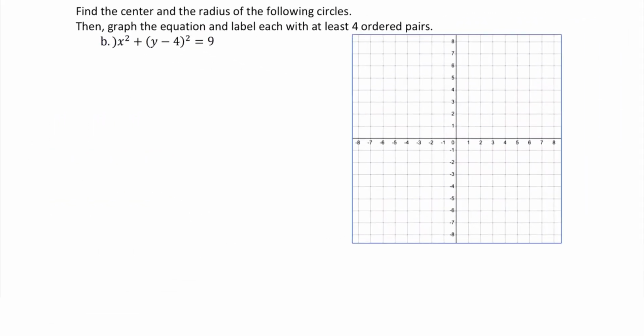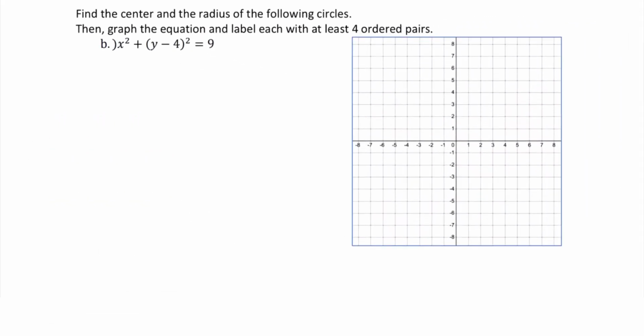In this example, let's find the center and radius. The center, notice there's no number beside the x, so that means the h coordinate is 0. And then looking at the number that's beside the y, we see -4. We want to take the opposite of that to get +4. And then the radius is the square root of the constant. The square root of 9 means the radius is 3.